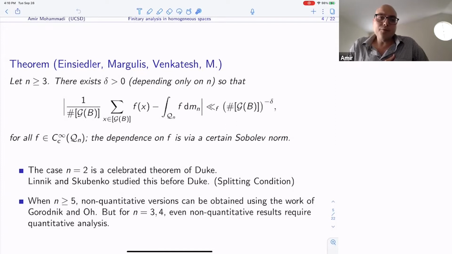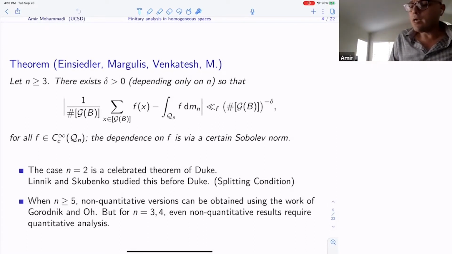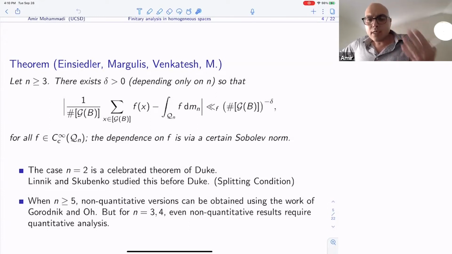Now, some remarks before I switch gears and talk about what goes into this proof, and then what has happened since this theorem. Like I said, this is already a few years old. Okay, so the case n equals 2 is classical. This was proved by Bill Duke using a breakthrough result of Iwaniec.